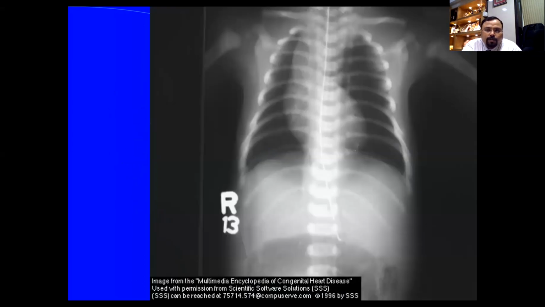This chest X-ray shows pulmonary oligemia. This is cyanotic CHD with decreased pulmonary blood flow. So you won't see any pulmonary vascularity in the lung field. Heart size is normal. So this is a typical X-ray of TOF physiology, that is VSD pulmonary stenosis physiology. So a normal heart with pulmonary oligemia.